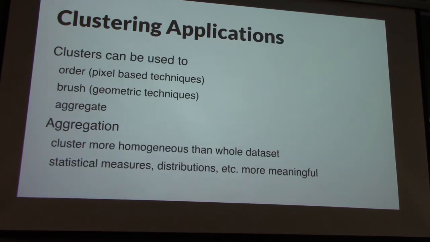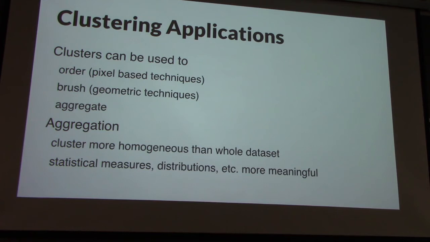We talked a lot about where we can use clustering already, but just to recap, we can use clusters to order. For example, in pixel-based techniques like heat maps, we want to make sure that all of the elements in a cluster are adjacent to each other. That doesn't necessarily mean the exact order, but every element in the group has to be next to each other. We can use them to brush if we have geometric techniques. We can also use clusters to aggregate. For example, we can represent the elements of a cluster as just one single element: instead of having 500 elements in a cluster, we just represent the cluster centroid.